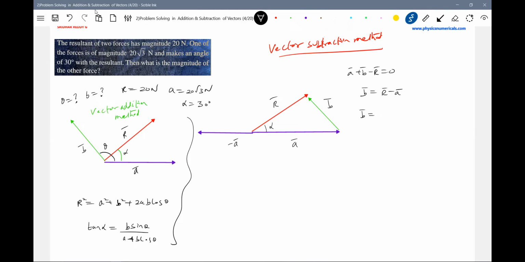What is the angle between R bar and minus A bar? This is that angle phi. So what is phi? Phi should be equal to 180 minus alpha. Alpha is 30 degrees. Okay, directly we will keep it this way. So what will our formula be? Vector subtraction, R bar minus A bar is what we are doing. So the formula will be B square equals R square plus A square plus 2RA.